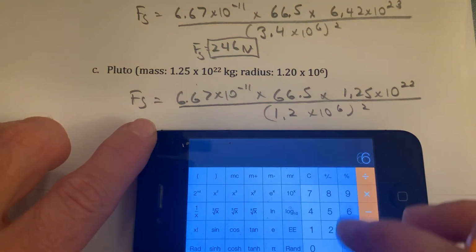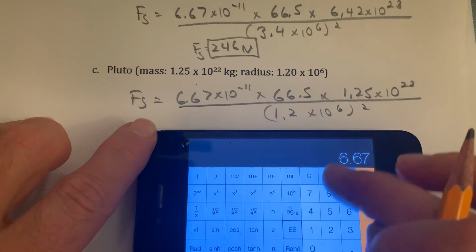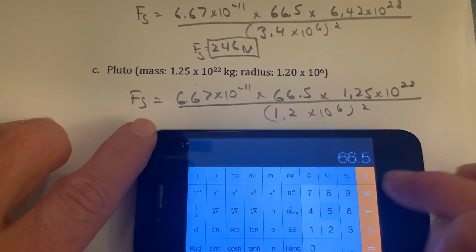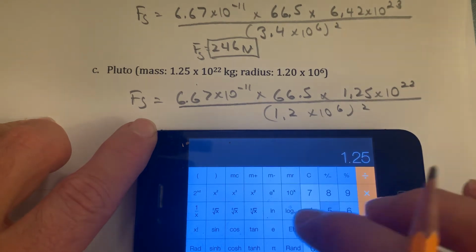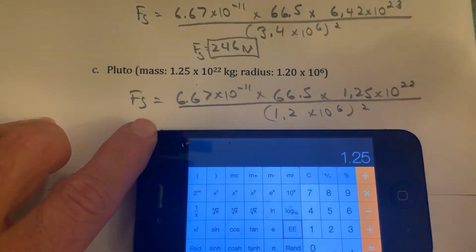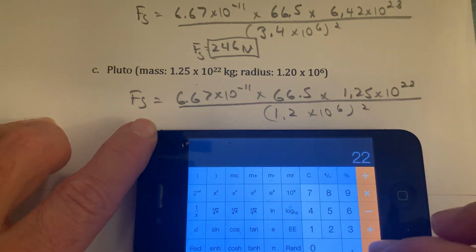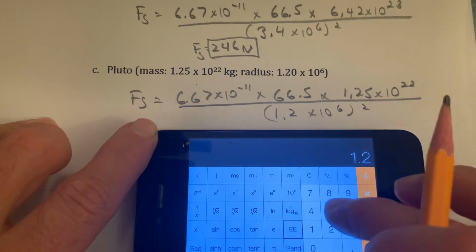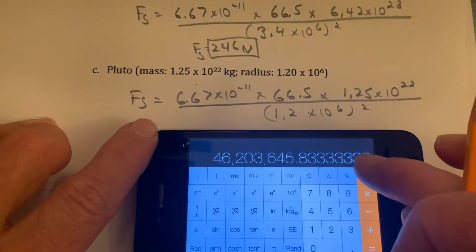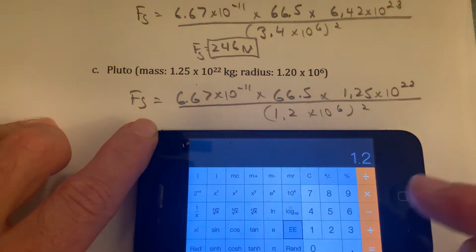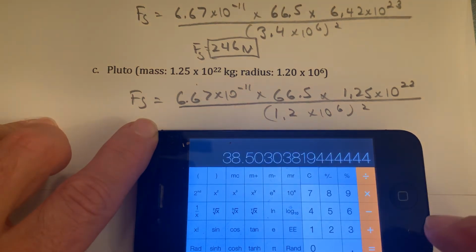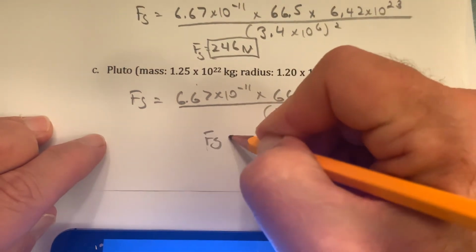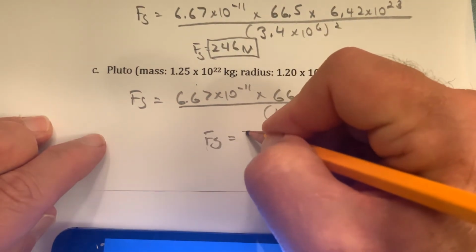And we go 6.67 EE negative 11 times 66.5 times 1.25 EE 22 equals this, divided by 1.2 EE 6, and divide it one more time by 1.2 EE 6, and we get 38.5, which makes sense because Pluto is a much smaller mass.